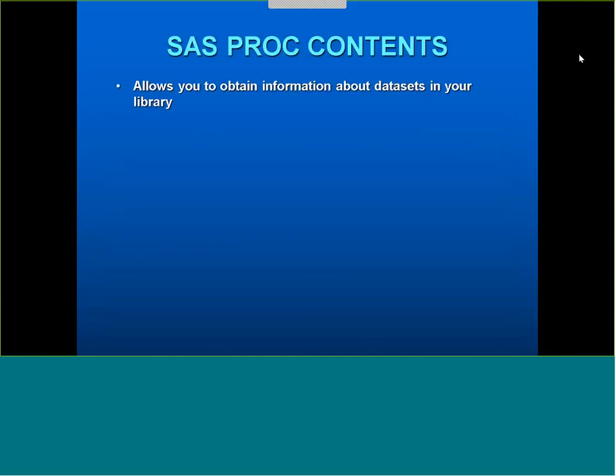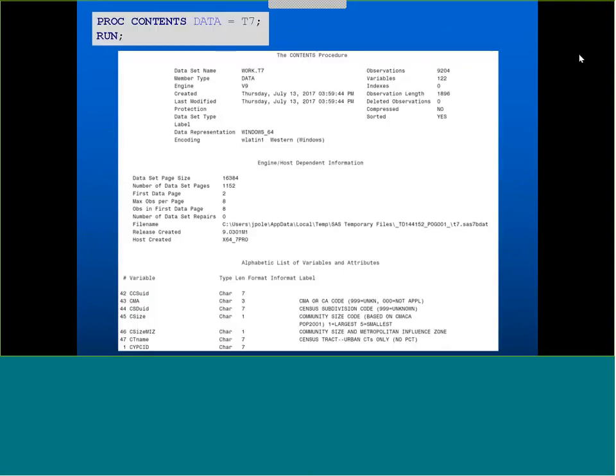So the proc contents procedure. The proc contents procedure really just gives you information about the data sets that are actually in your library. It is one of the more simplistic procedures, but tells you a lot of information. The syntax is just proc contents with a few options and then the run statement.